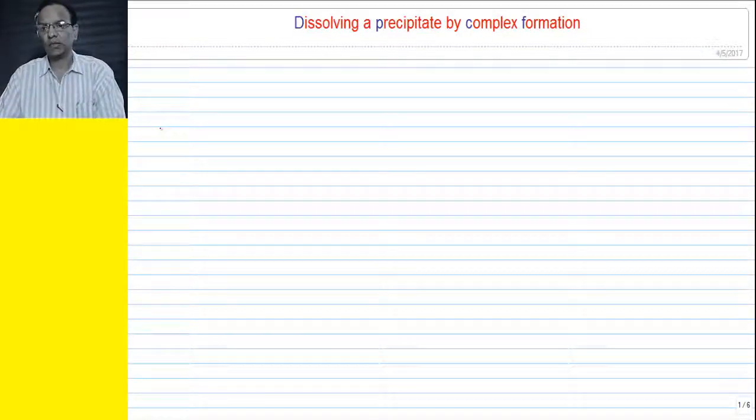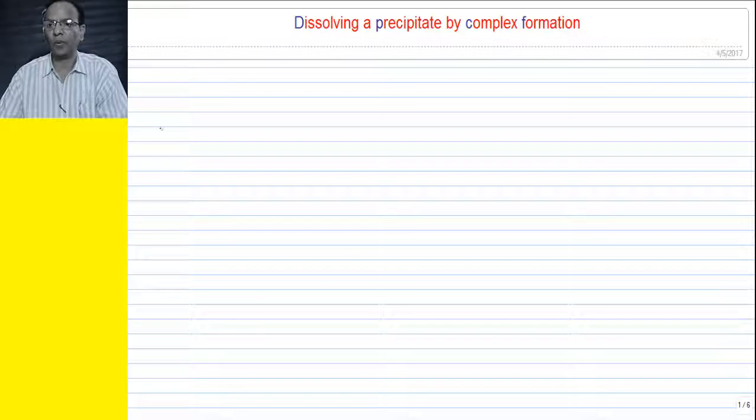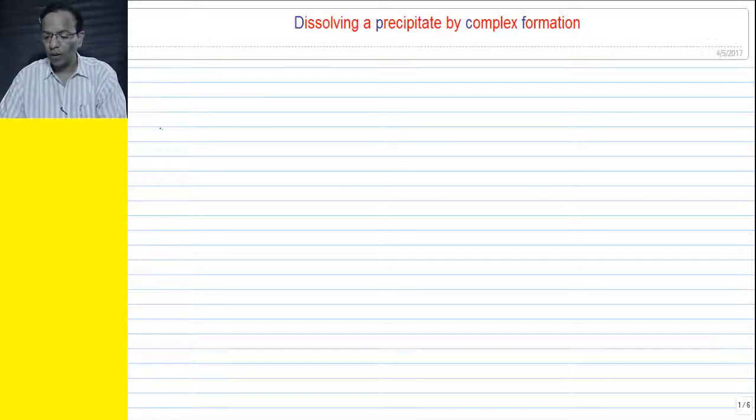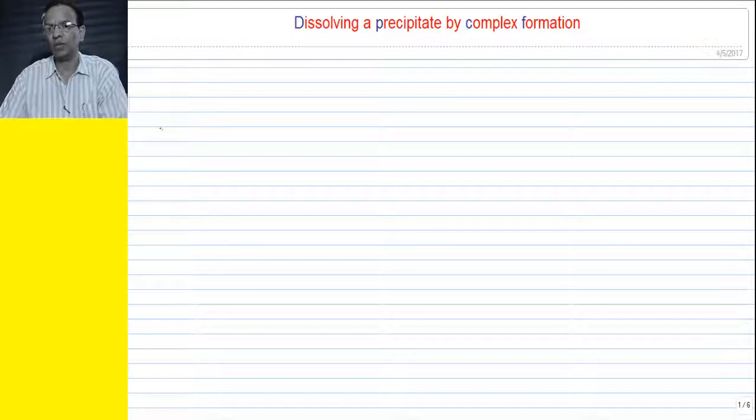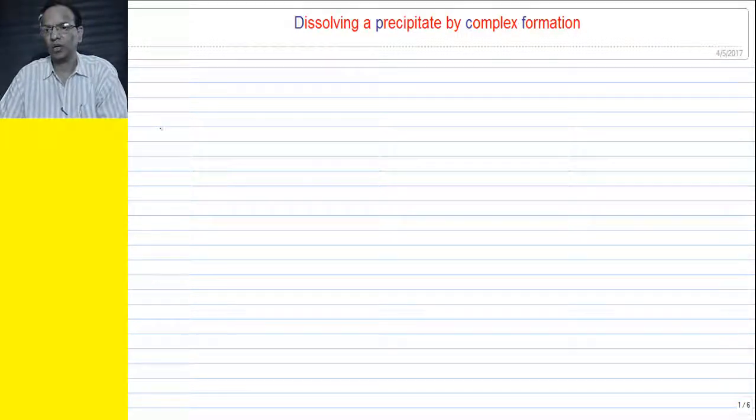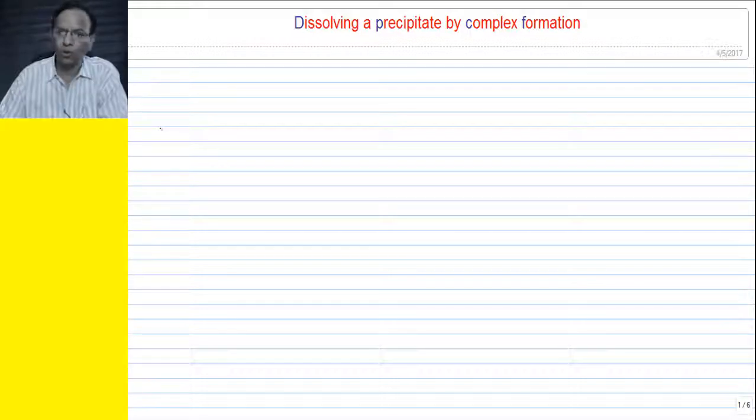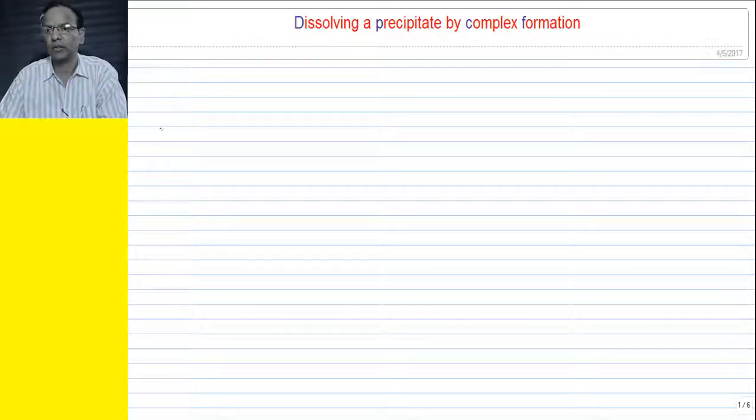So hello students, in this video we are going to talk about a very special topic of ionic equilibrium, that is dissolving a precipitate by complex formation. It is a part of solubility equilibria in which we are going to talk about the role of complex formation on solubility of a salt.